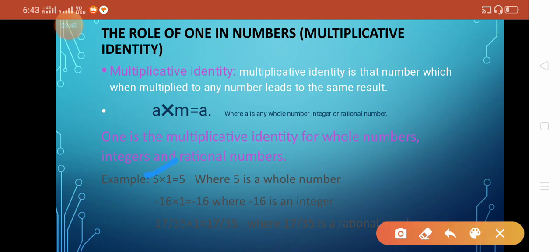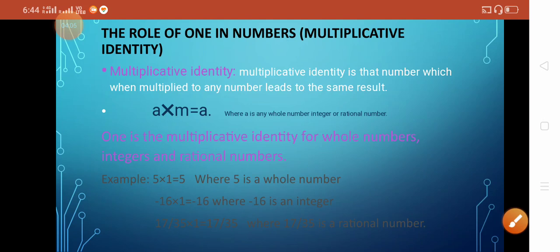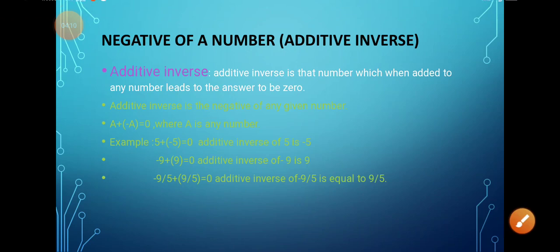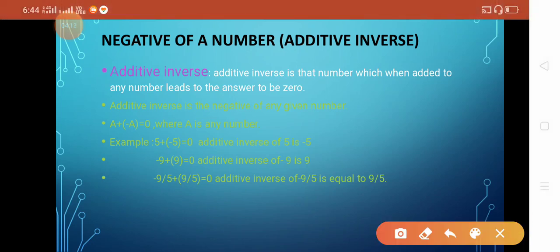Here are some examples. 5 multiplied by 1 is 5, as 5 is a whole number. Minus 16 multiplied by 1 is minus 16, and minus 16 is an integer. 17 by 35 multiplied by 1 is equal to 17 by 35, where 17 by 35 is a rational number. So this is applicable to all types of numbers. Now the next term is additive inverse. As the name suggests, here inverse means opposite.